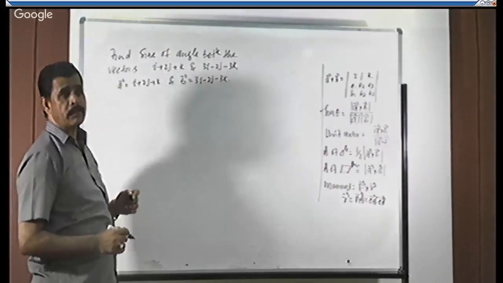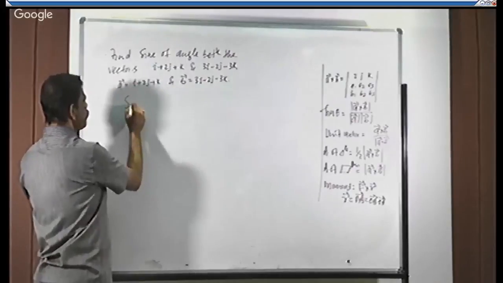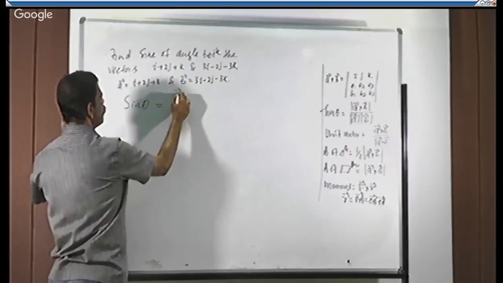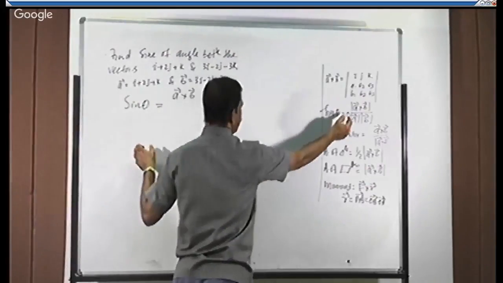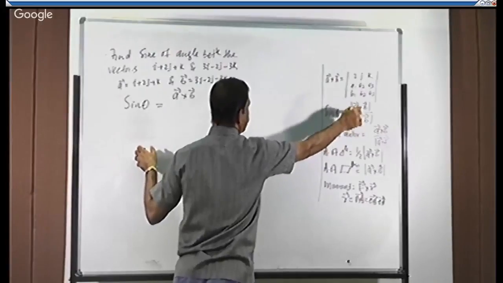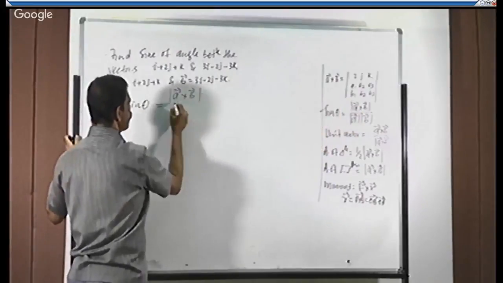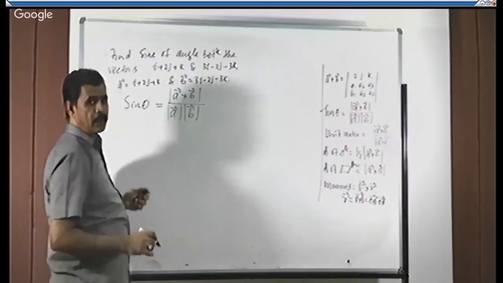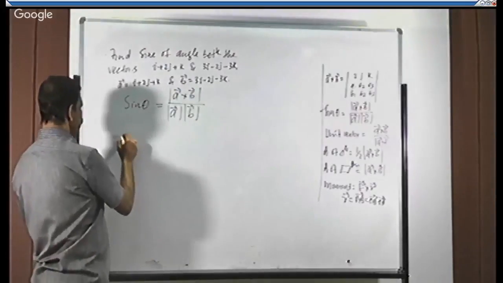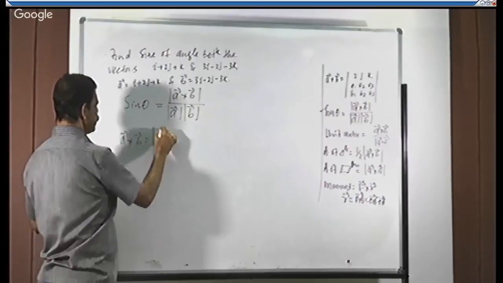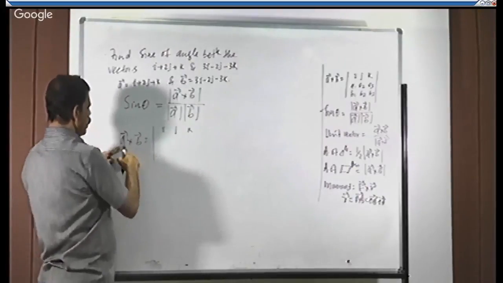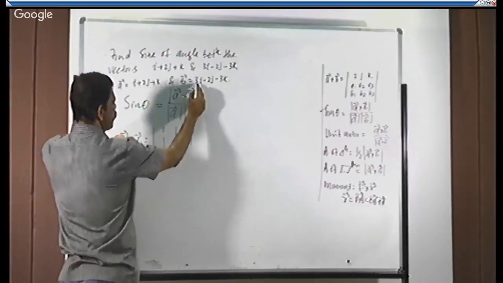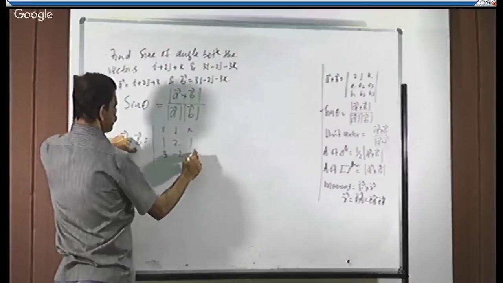We need to calculate sine of angle, right? What is sine of angle? Sine of angle, that is theta. Sine theta is equal to, what is the formula for sine theta? It is magnitude of A cross B divided by magnitude A, magnitude B, right? Calculate one by one. So A cross B is equal to the determinant with i, j, k. A vector constants are what? 1, 2, 1. B vector constants are what? 3, minus 2, minus 3.